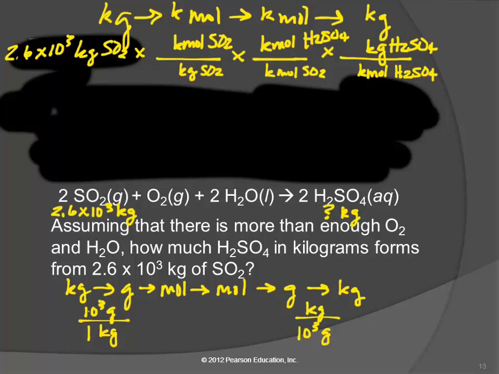So the moles are the easy one. In front of SO2, we see the number 2. And in front of H2SO4, we also see the number 2. 2 molecules of SO2 would make 2 molecules of H2SO4. 2 moles would make 2 moles. 2 kilomoles will make 2 kilomoles. 2 teramoles would make 2 teramoles.